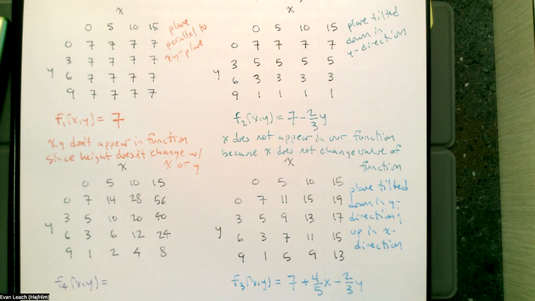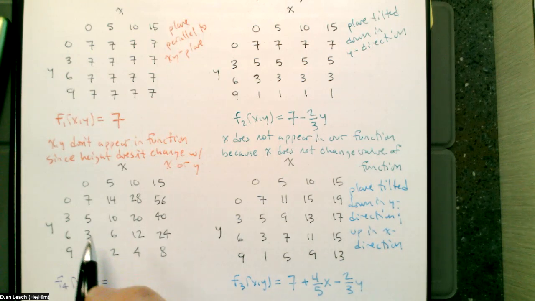What changes when I go to F4? What's the variant that we see in F4? Correct. In the x direction, we're no longer adding. What's our pattern in the x direction here? We're multiplying by 2 every 5 units in the x direction. So I've changed the kind of rate of change I'm using in the x direction. So that's the first thing to notice.